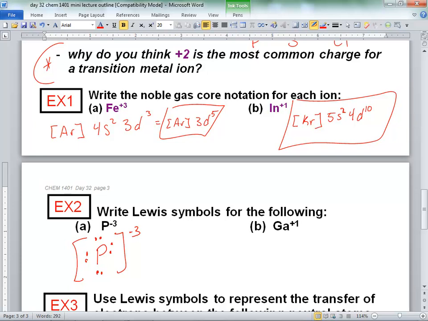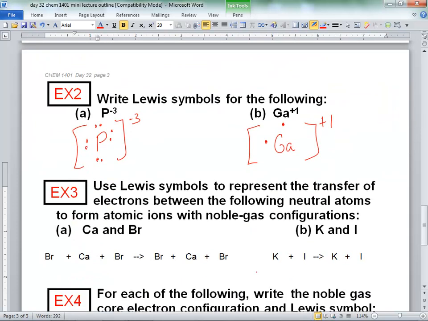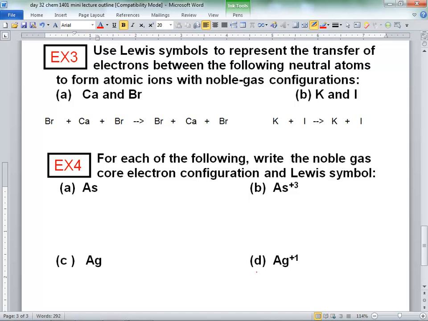I'm not sure where you're at. If you write up on the boards, I can see what you're doing. So gallium had 3. You got to erase 1 to give it the +1. Right? So we're going to agree? Let's try this third one.